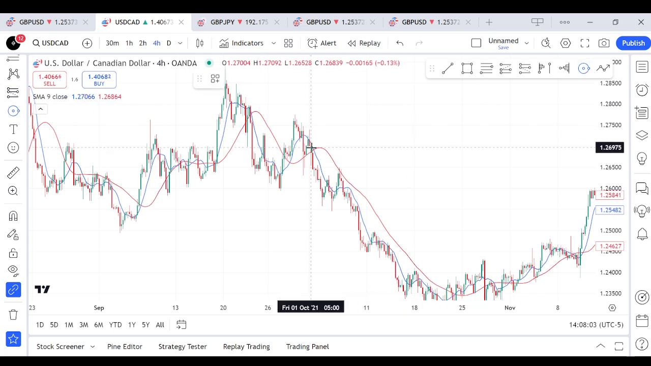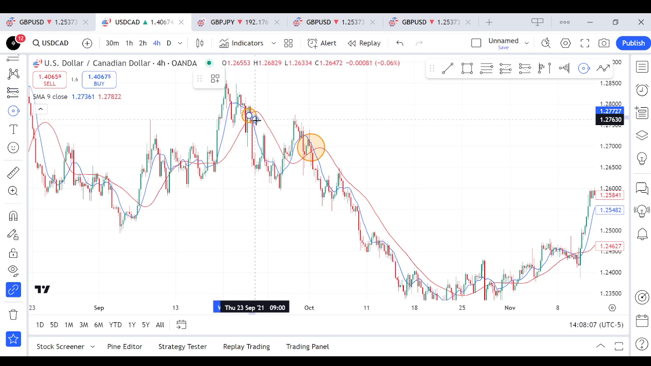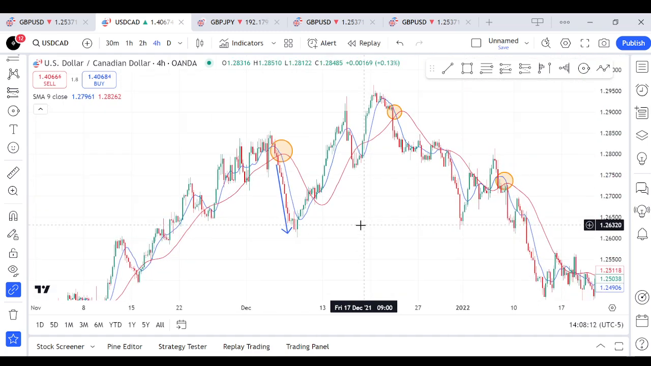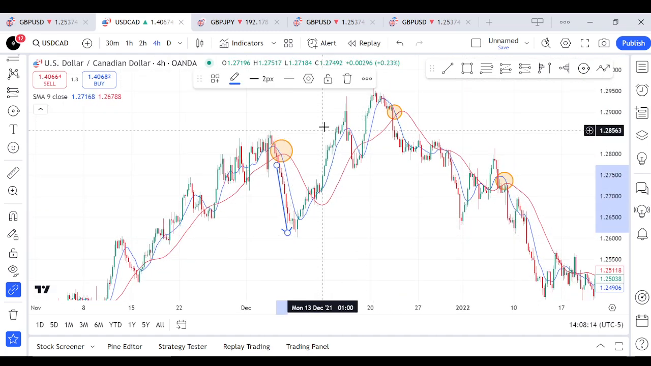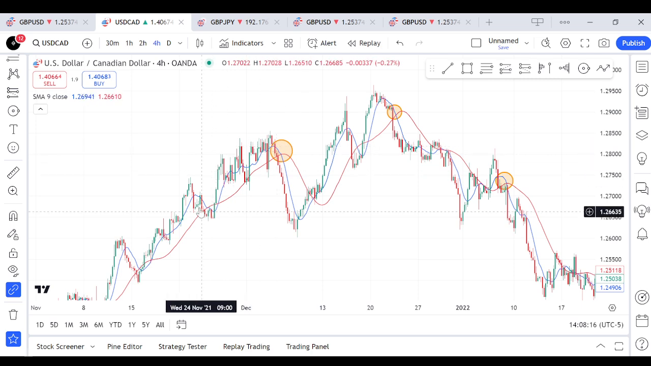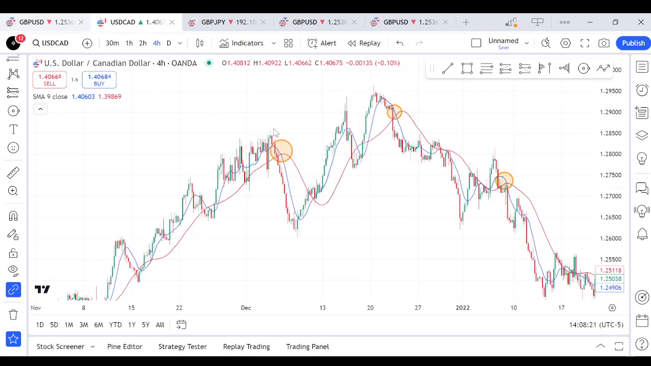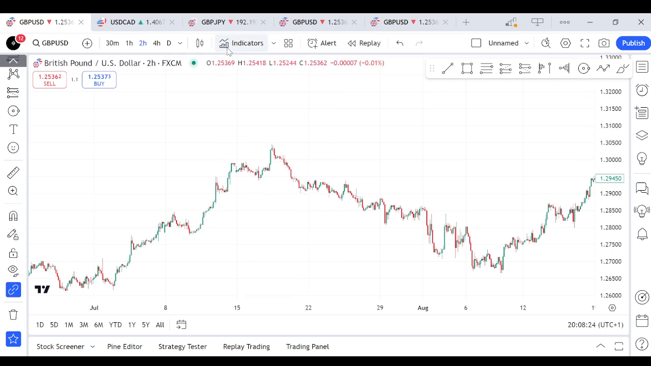This is another cross, and you can see the movement to the downside. These are just bearish crossovers. This is one valid one. This is another valid one. These are just bearish crossovers using the simple moving average.